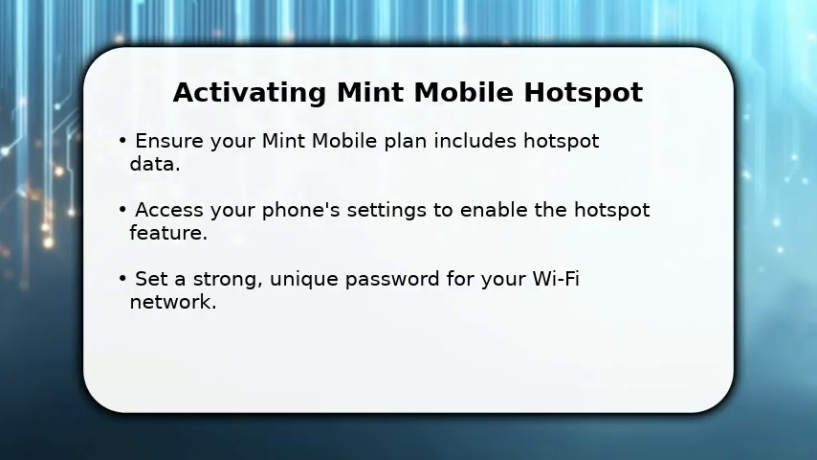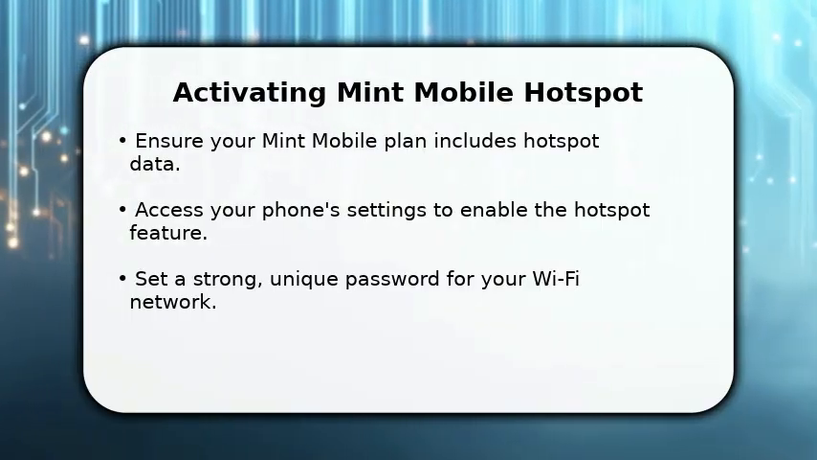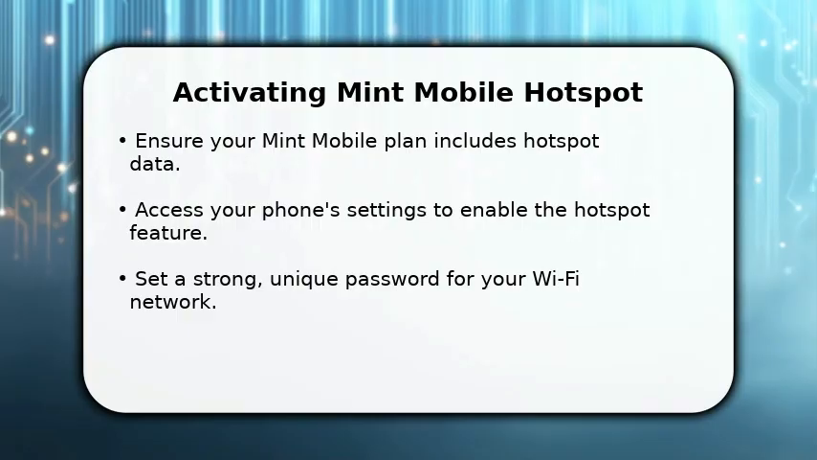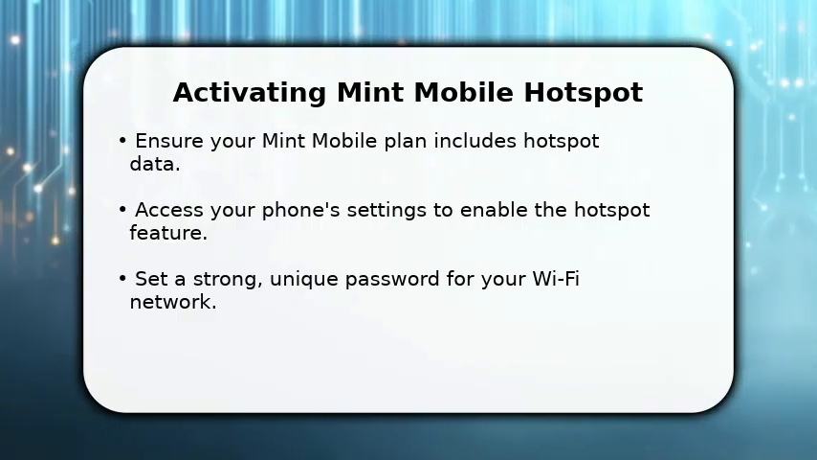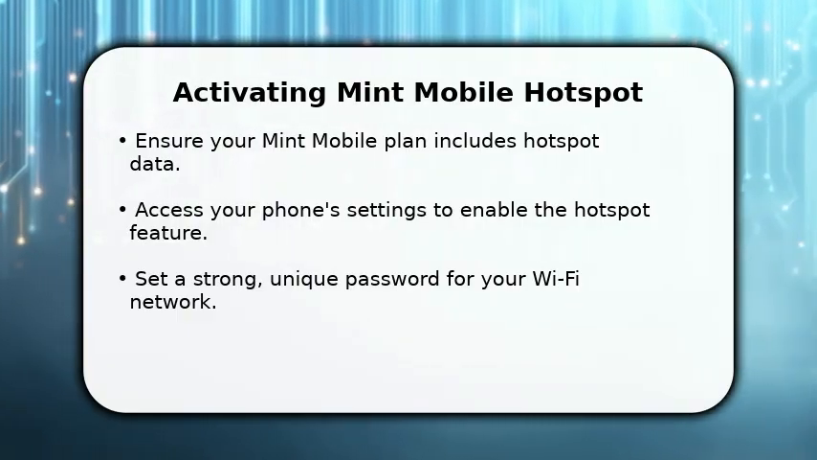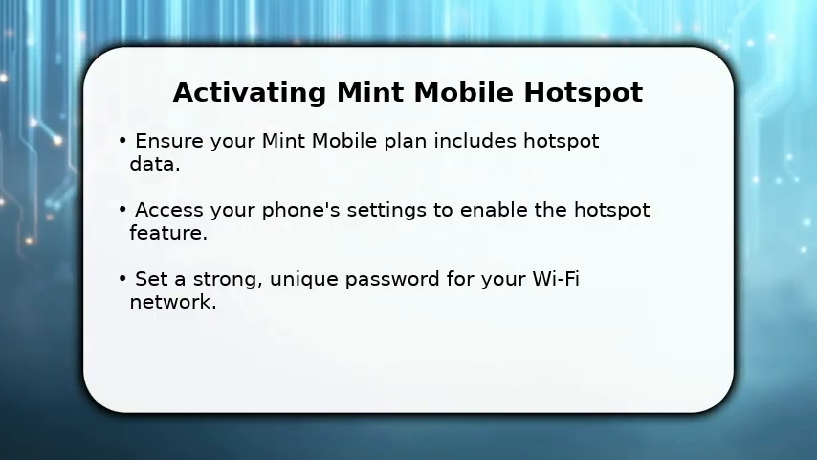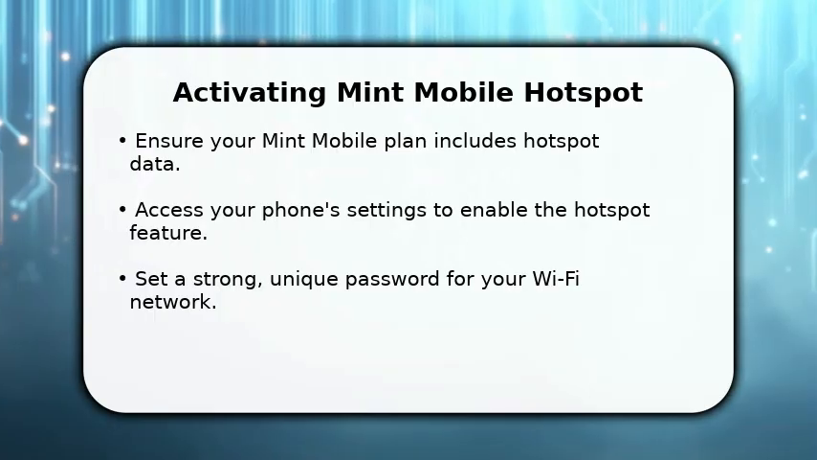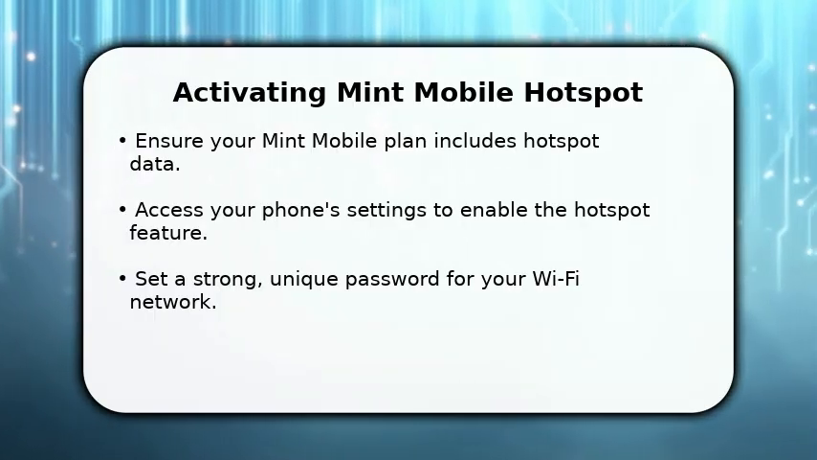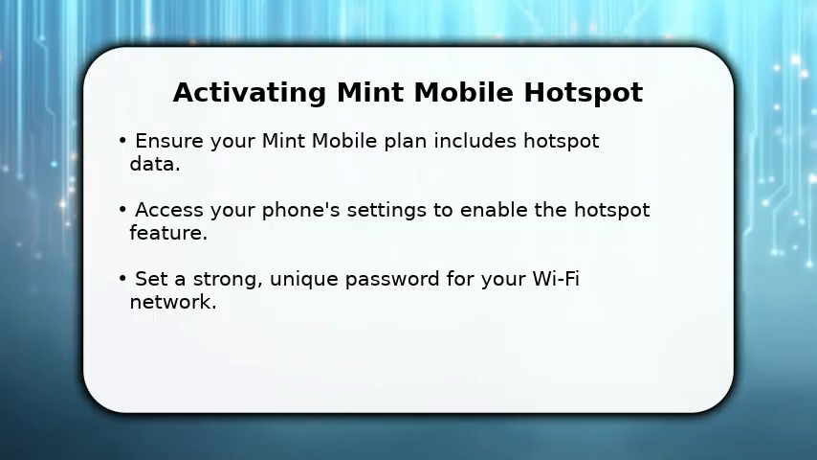In this video, I will explain how to use Mint Mobile Hotspot. First, confirm your Mint Mobile plan supports hotspot usage, as not all plans include this feature. Next, navigate to your phone's settings menu. Look for the personal hotspot or tethering option. Once found, simply toggle it on.